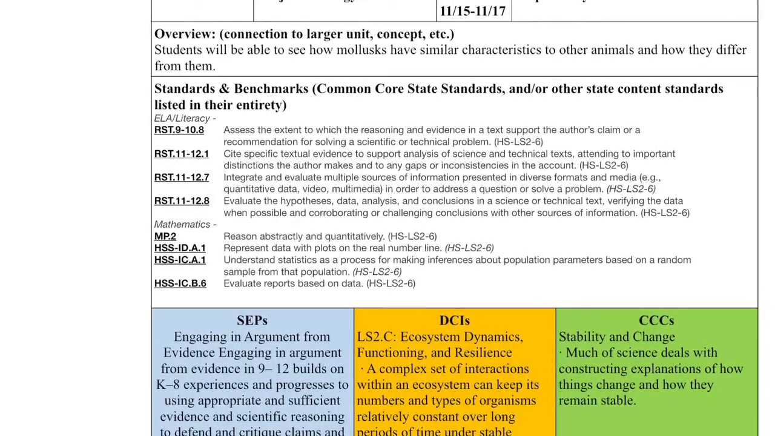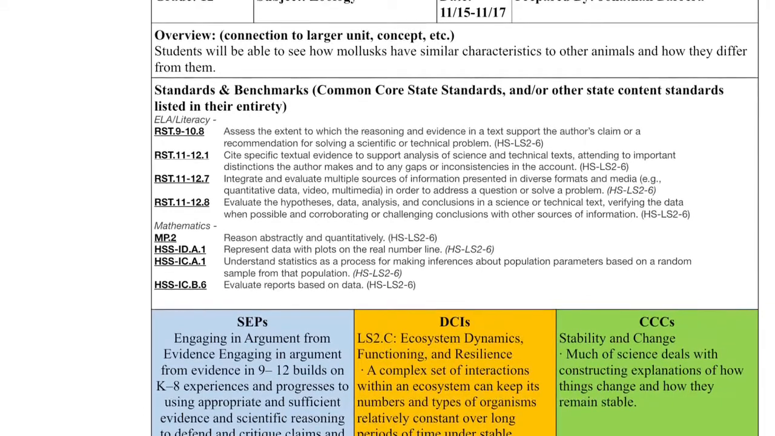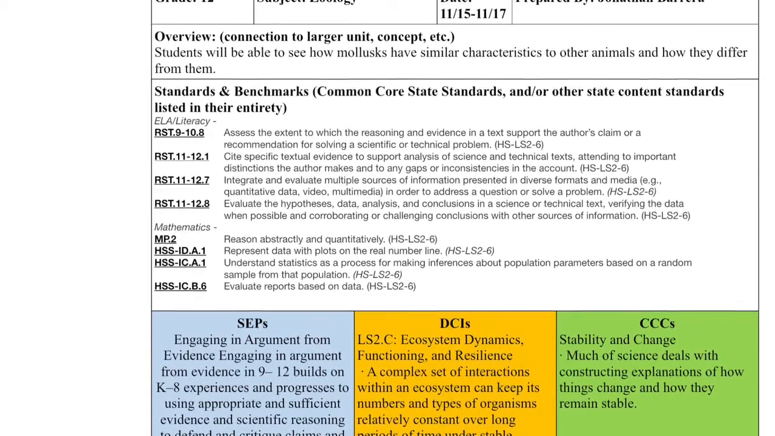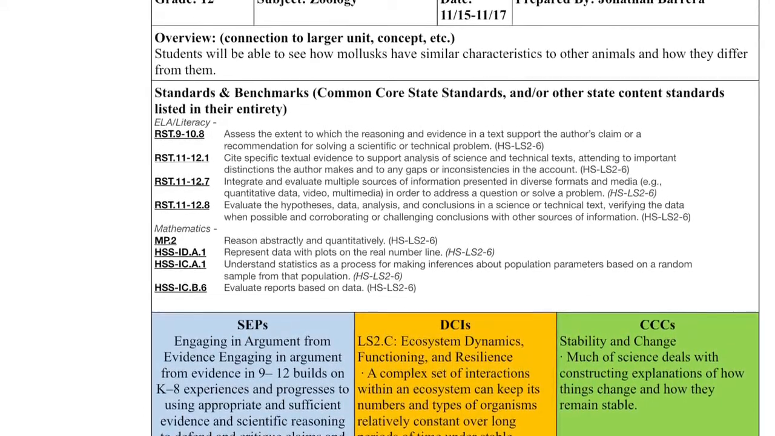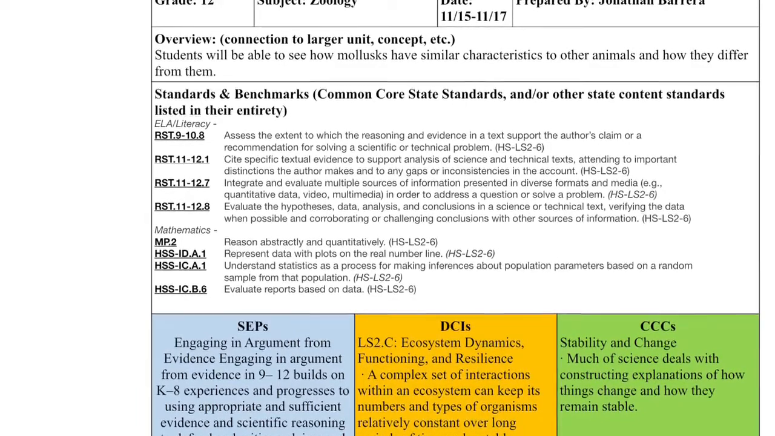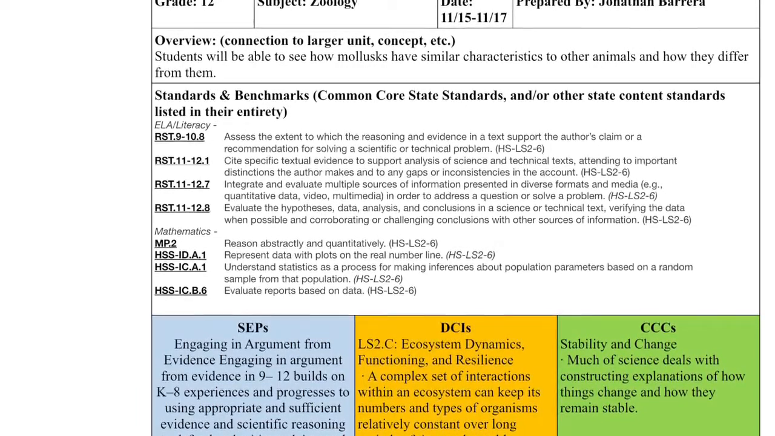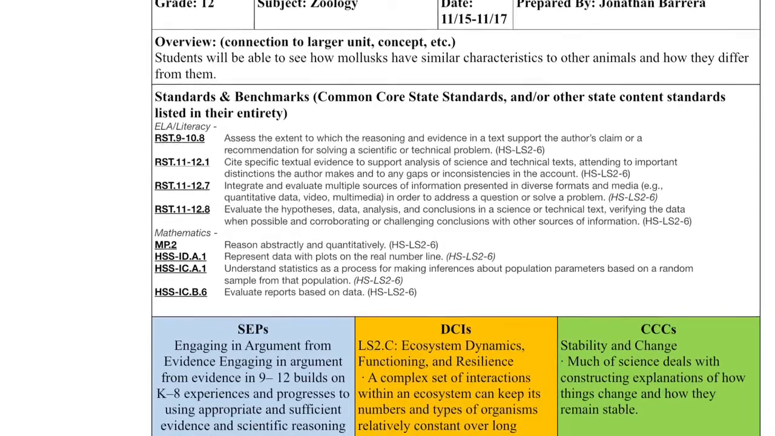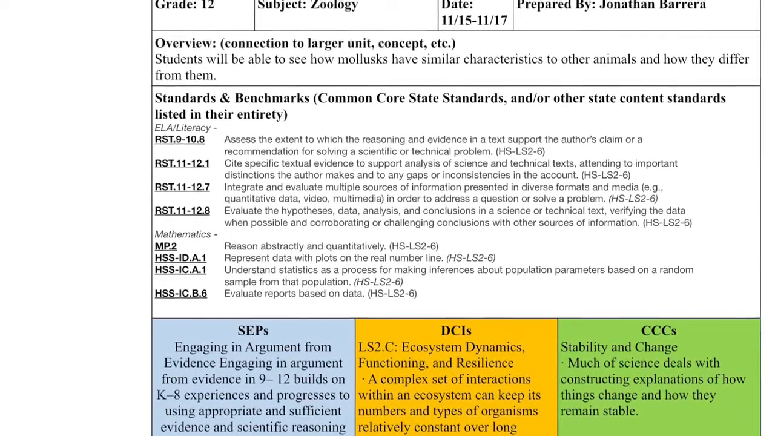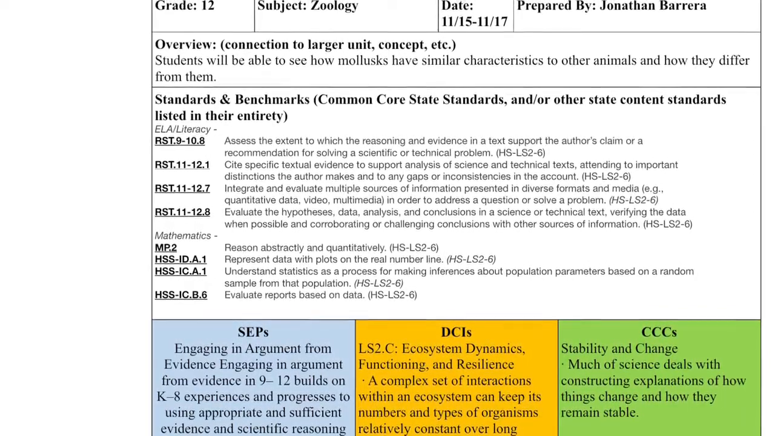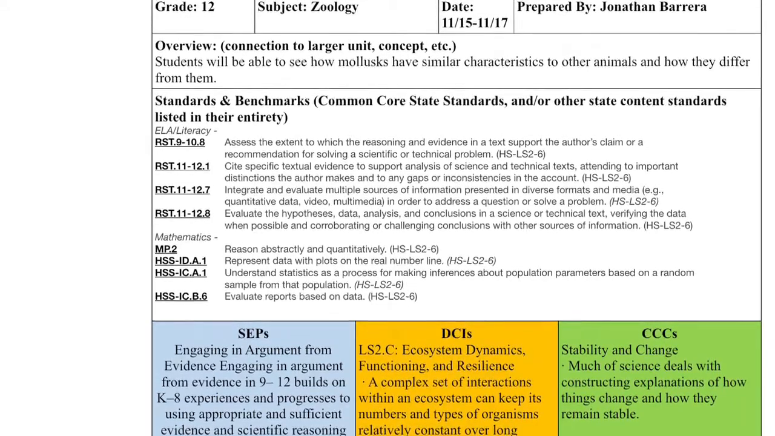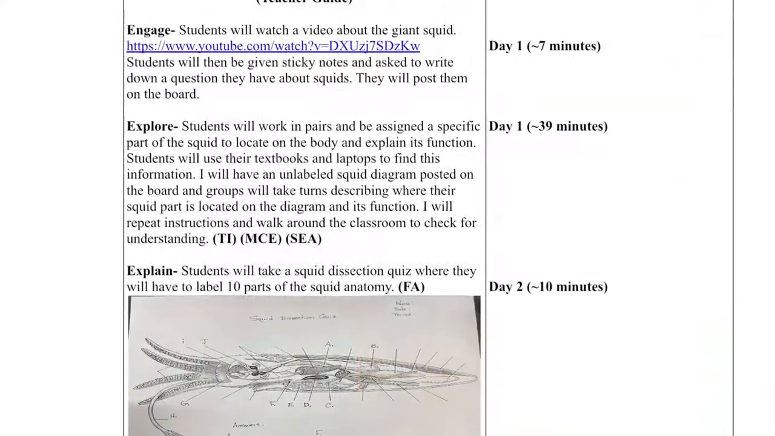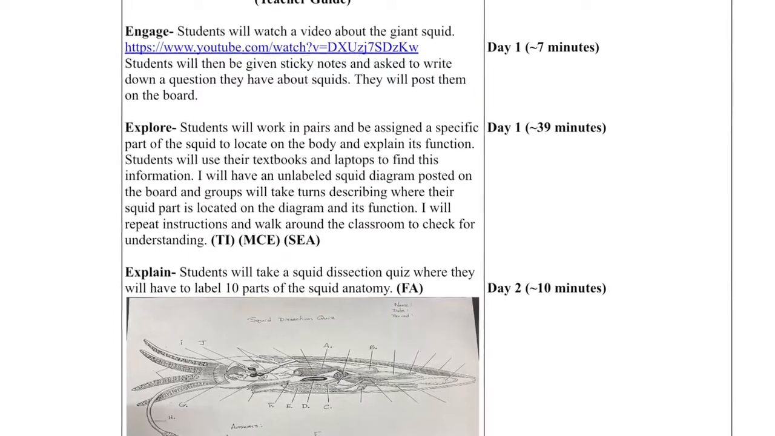Then we have CCCs, and this is in the green category. This will cover an explanation of how things change and what makes them stable. So underneath these categories, we also see the objective, and this is students will be able to describe and explain the anatomy of squids. So I'll be going over the description of the lesson plan.